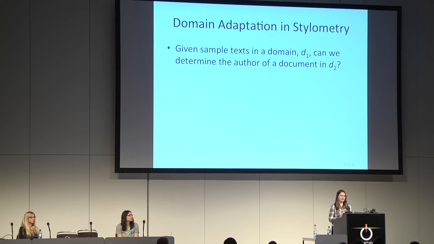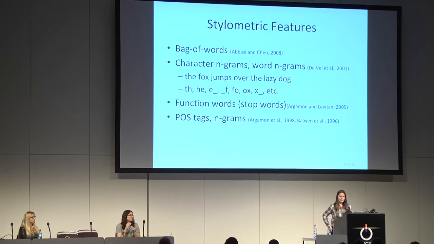We're given sample text in some domain, and we're trying to identify the author of some other document, which is in a distinct domain. The features that we use for this analysis, some of them are up here. First is bag of words. Bag of words is really popular, not just in stylometry, but in natural language processing in general. These are, for example, how many times you use the word "the", how many times you use the word "computer", et cetera. Another popular one in stylometry and natural language processing are character or word n-grams, and there's an example of character bigrams underneath. Another specific feature is function words or stop words. These are non-content words, basically words that don't mean anything: for, to, the. And part of speech tags and part of speech n-grams are also important and not context specific.